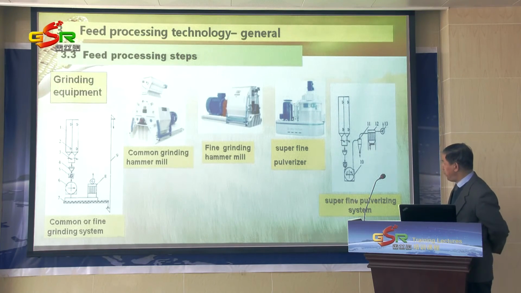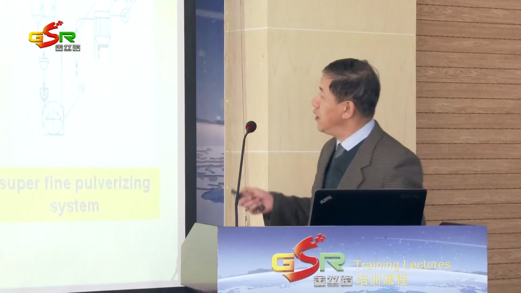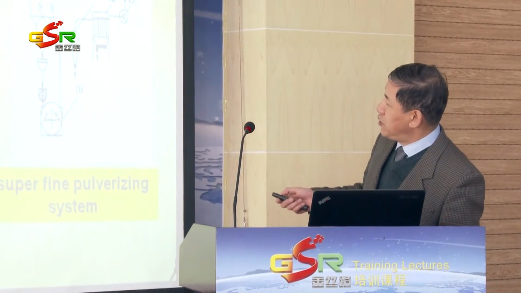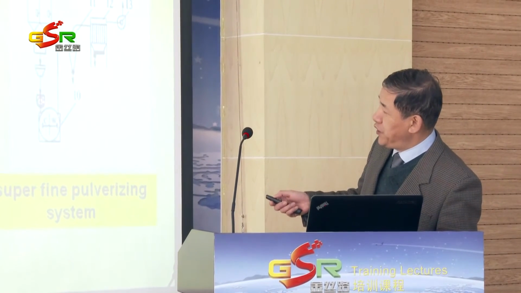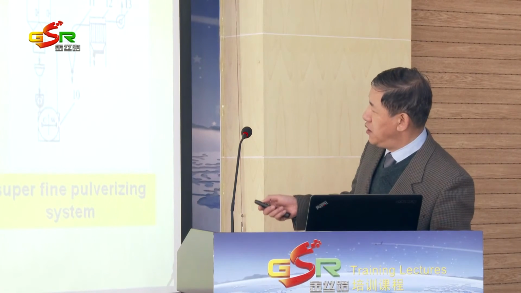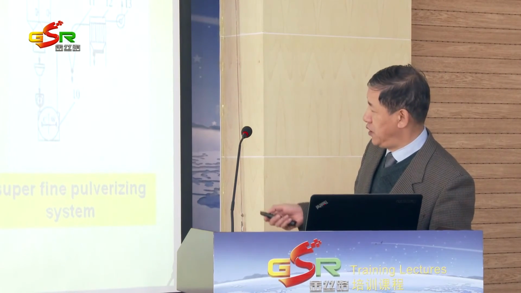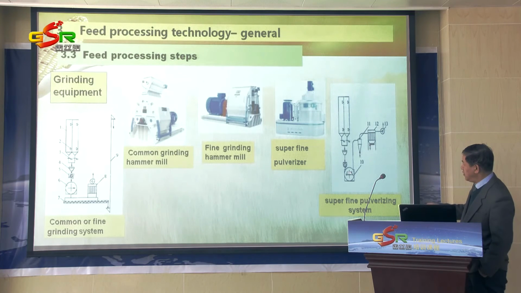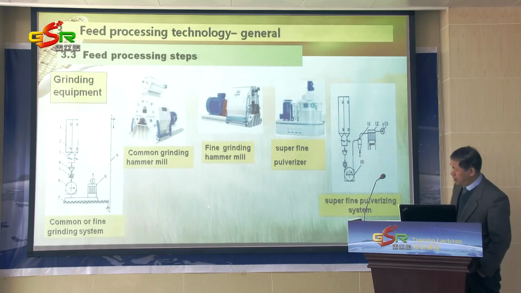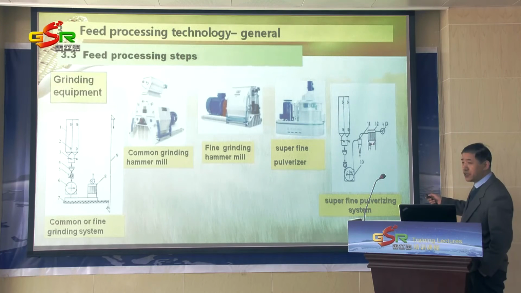And for a superfine pulverizing system, it is referred to here. Generally the feeder is nearly the same, but the grinder is different. It's the pulverizer. After pulverizing, the material needs to be pneumatically conveyed, not by elevator, but pneumatically conveyed to the cyclones, then to the dust collector. That's a bag dust collector, a filter.